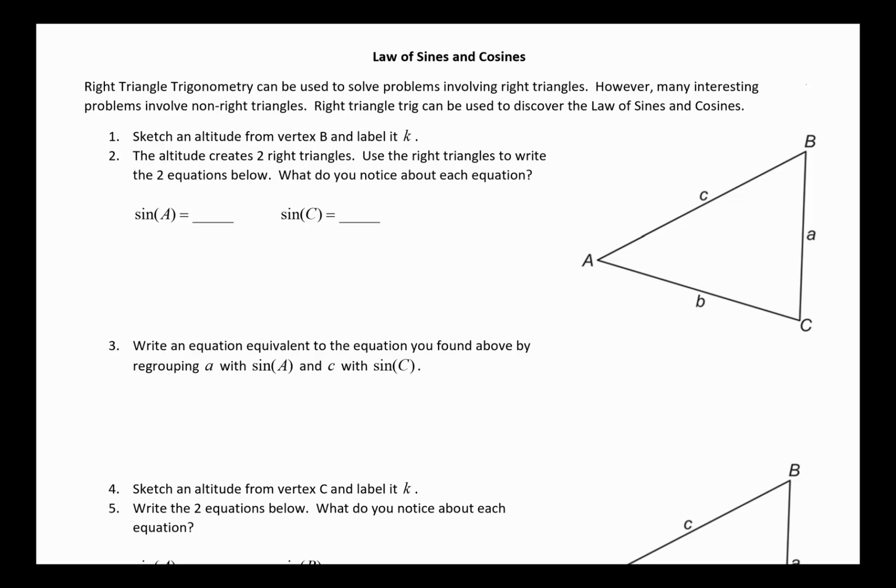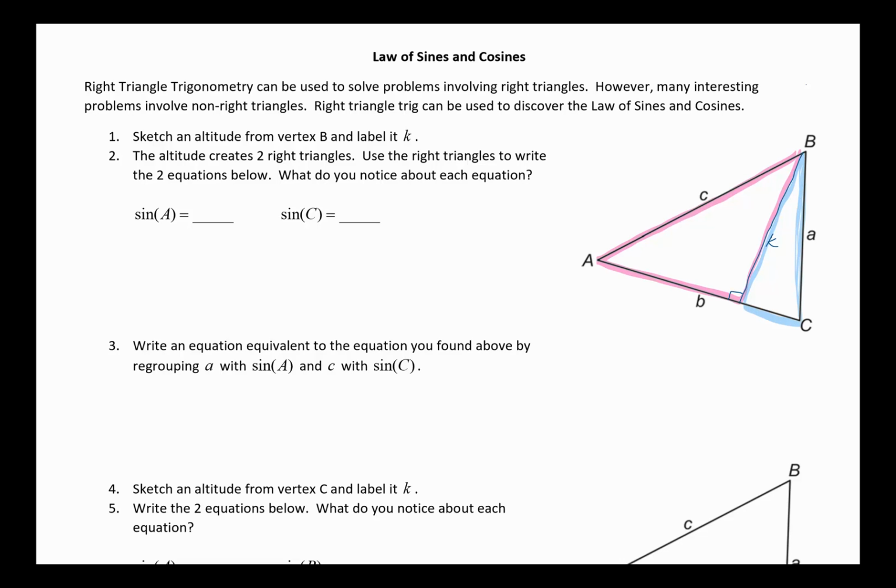The first thing we're going to do on this triangle to the right is sketch an altitude from B, and we're going to label it K. So it's going to go straight down. An altitude goes from a vertex down to the opposite side and forms a right angle. We're going to label this side K. So now I have two triangles. Do you see them? I have this one here, and then I also have this one here. So I have two right triangles, and I'm going to write two equations.